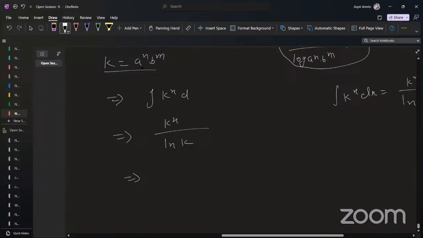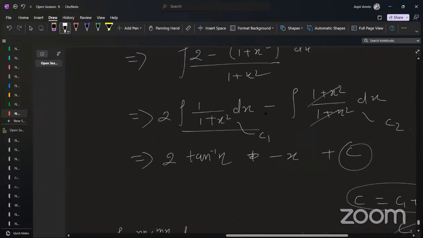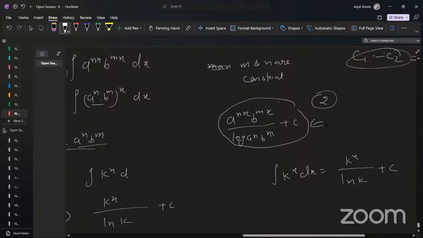We have k equal to a raised to the power n, b raised to the power m. So it will be a raised to the power n into b raised to the power m, whole raised to the power x, divided by ln of a raised to the power n into b raised to the power m, plus c. Now further, if we solve, we will get this one. Everyone got this? Yes, sir. Easy.